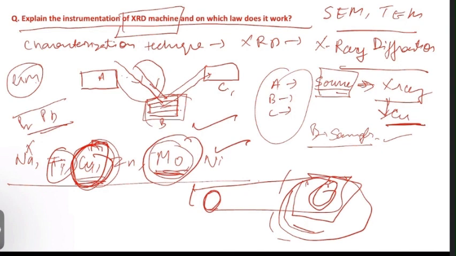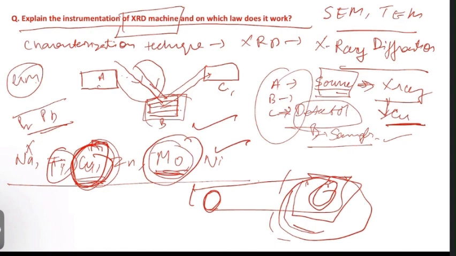And C is... A is the source. Yes, detector. Okay, this is a schematic diagram to understand the XRD pattern. XRD instrumentation is different.